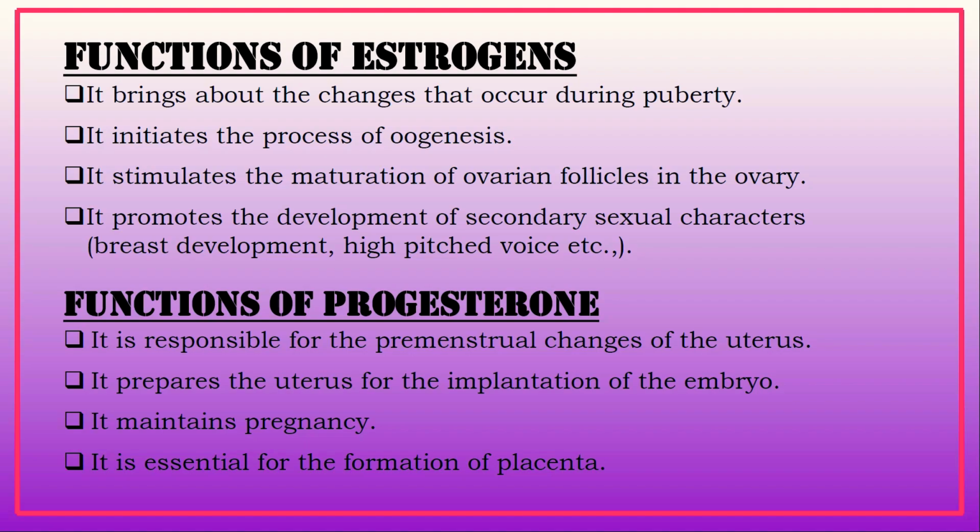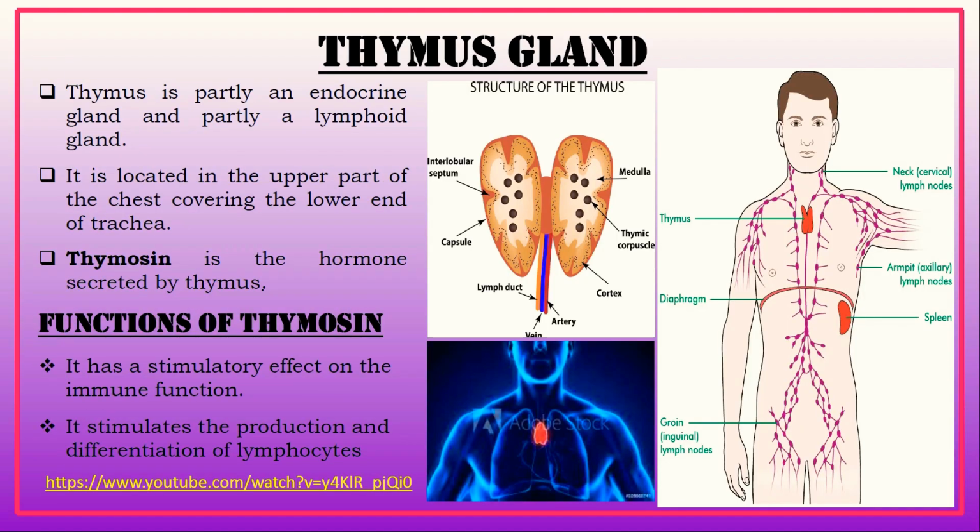Now what are the functions of progesterone? Progesterone is responsible for premenstrual changes of the uterus, and it also prepares the uterus for the implantation of the embryo in pregnant women, and it maintains pregnancy, and it is essential for the formation of the placenta. Now thymus gland. The thymus gland is partly endocrine and partly lymphoid gland. You know what lymphoid is? Lymphoid organs are concerned with the body's defense mechanism. They fight against the disease-causing pathogens that enter our body.